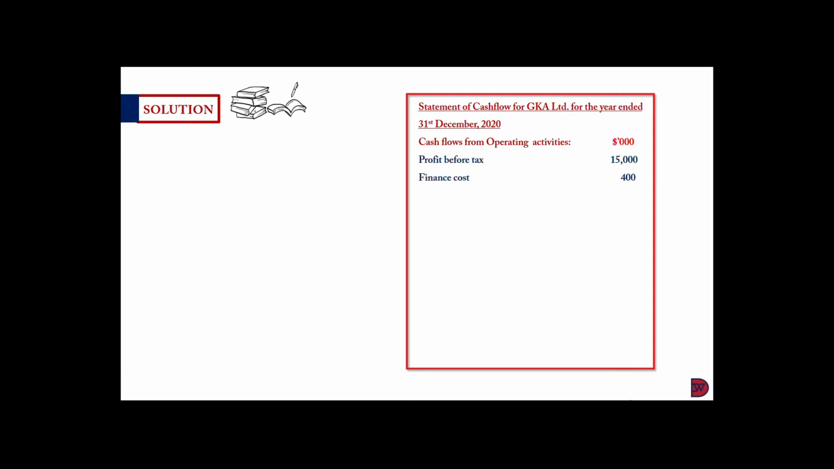Finance costs and expense, it was subtracted, so we add it. Investment income, we are not sure whether the cash has actually been received. Incomes are added, so we less it. Depreciation, as stated in additional information, we add it back. Profit on disposal, 720. Profit are added, so we less it.